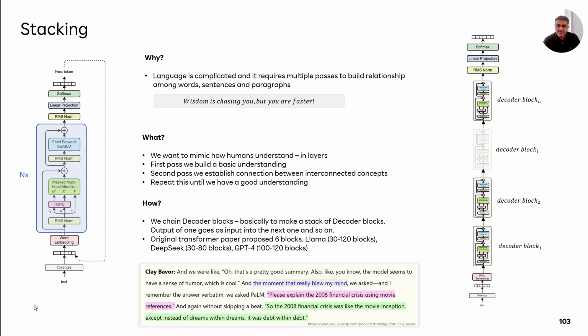Okay, I think it's phenomenal that a machine can produce an answer like this, right? Now think about it this way. Let's say I had not shown you this answer, and I asked you this question: please explain the 2008 financial crisis using movie references. Perhaps the first thing that will occur to us is maybe I'll explain it using the movie Big Short or Margin Call or something else. But the fact that it could actually make this analogy and explain it using the movie Inception, I think it tells you how powerful this transformer neural network architecture is.